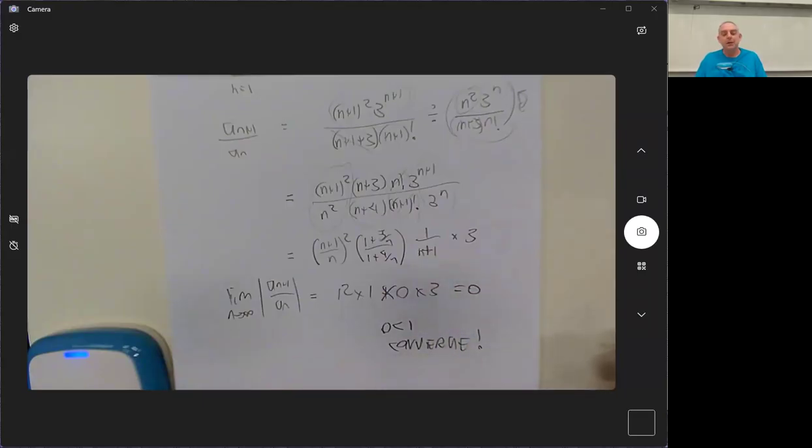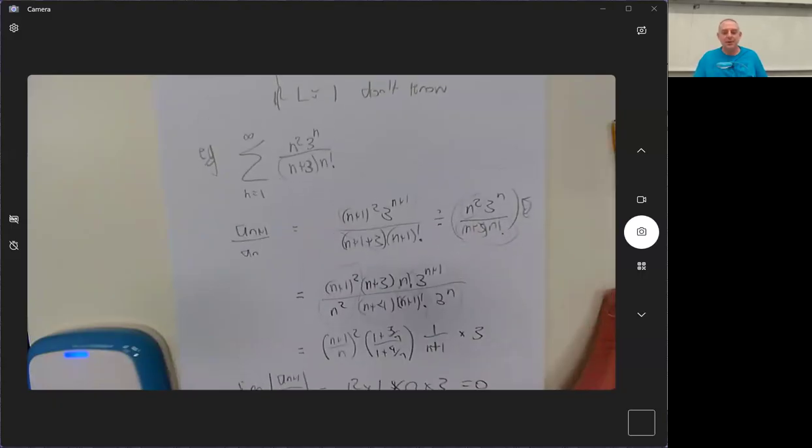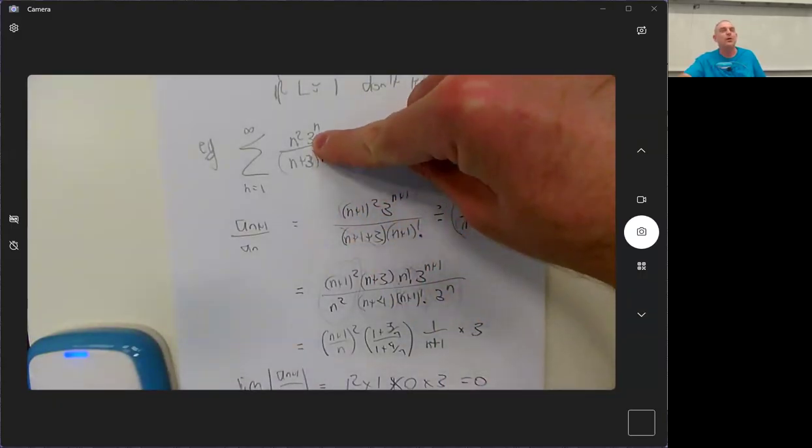Yay! So I have a question for you. What would have happened if there was an x in this spot where the 3 is?